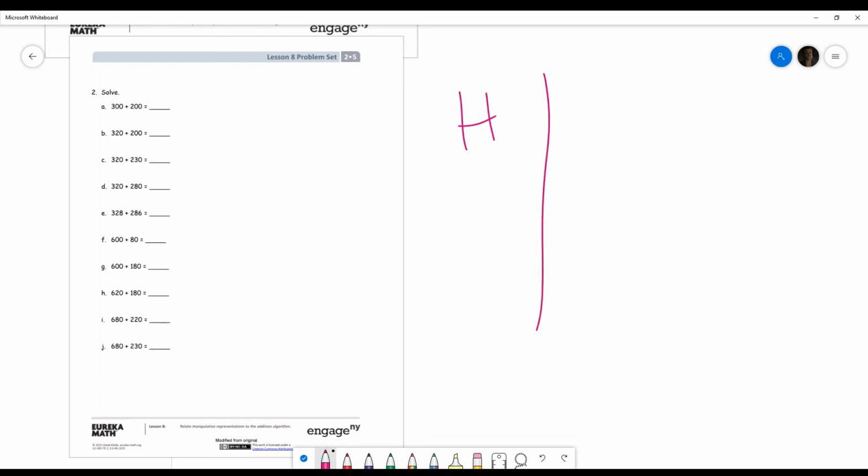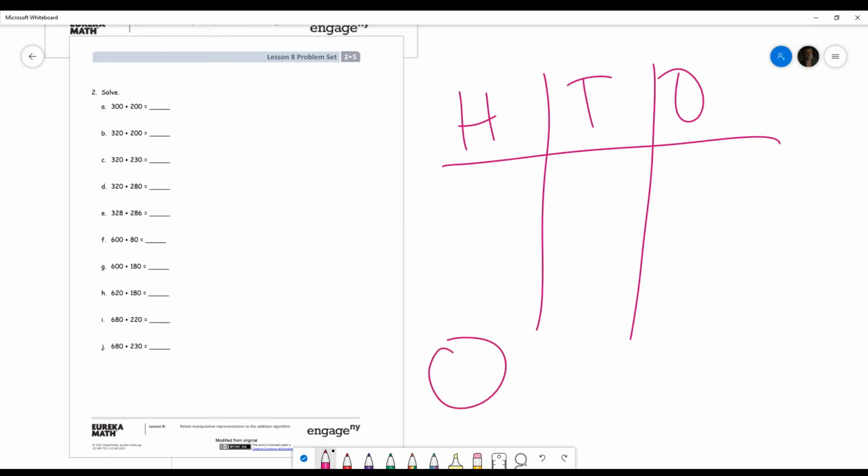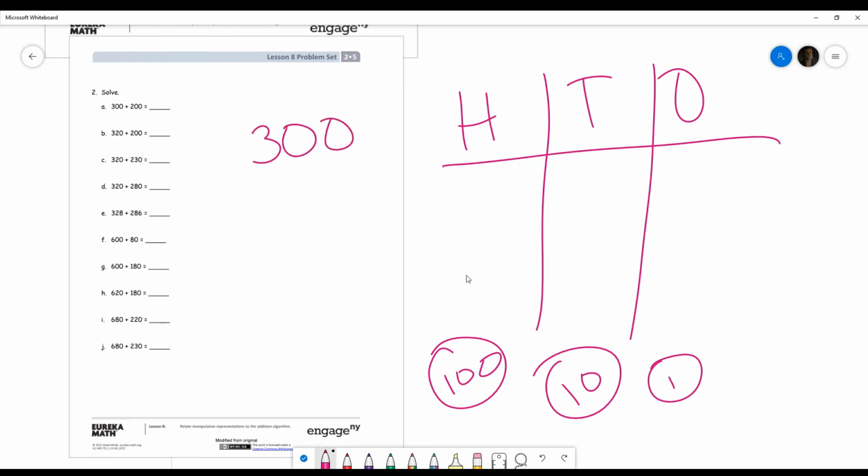Your hundreds, tens, and ones? Do you want to use your place value discs? Or do you want to just add in vertical form? That's up to you. Make sure you show your work, and I would love to see a picture of the work you did so I could see how you're doing.